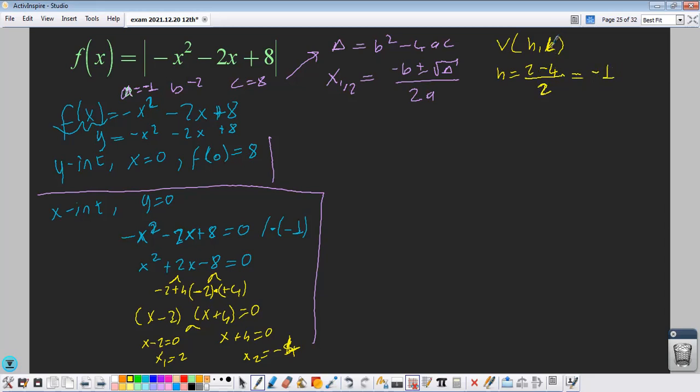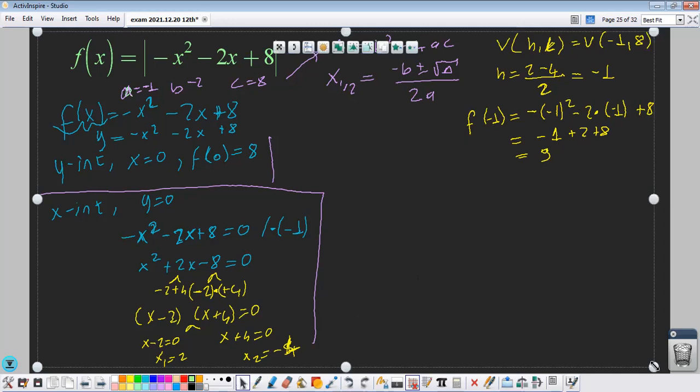k is the y number, which is the result, so you just check f of minus 1. Here you have minus x squared minus 2x plus 8 with x equal to minus 1. Minus 1 squared is plus 1, times minus makes minus 1. Minus times minus minus 2 makes plus 2, plus 8. 8 plus 2 is 10, minus 1 is 9. The result is 9. So the vertex point has x number minus 1, y number plus 9.